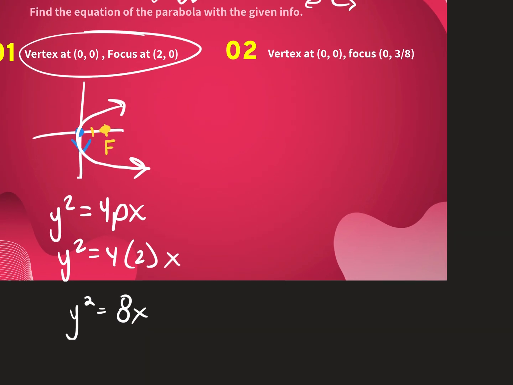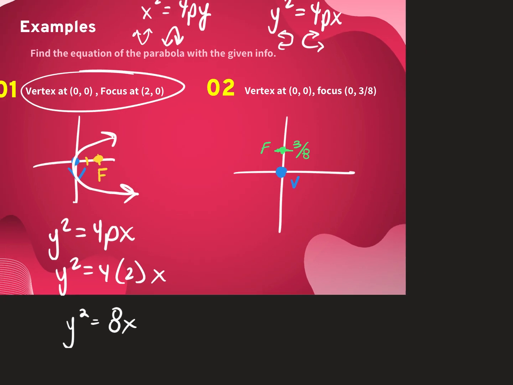All right, vertex is where? At 0, 0. We love those. There's my vertex. Now, what other important piece of information did they tell me? The focus is at 0, 3/8. Where is that? 0, 3/8, right here. That's my focus.